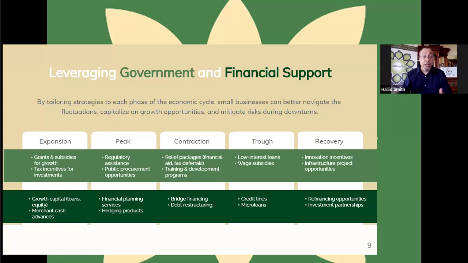Now, as a small business owner, you're looking for those peaks. Why? Because that's the time you're going to get in, right? You're going to register as a supplier with corporates, Capitec, ABSA, all the insurance companies. During peaks, how do I register as a vendor? You go and register during the peak, because they will allow you to register, because they want to build capacity.